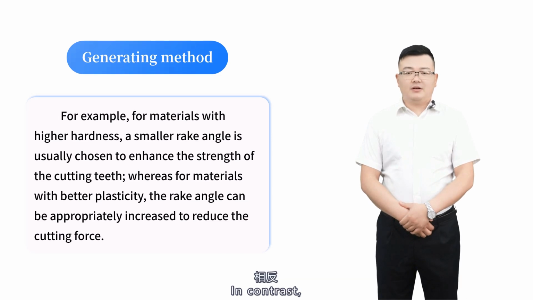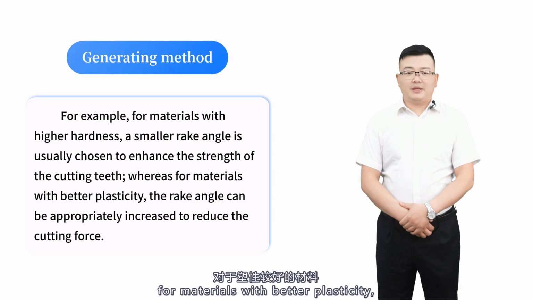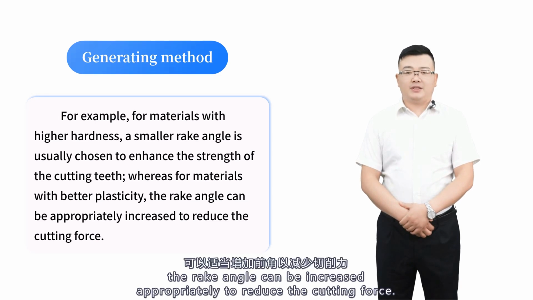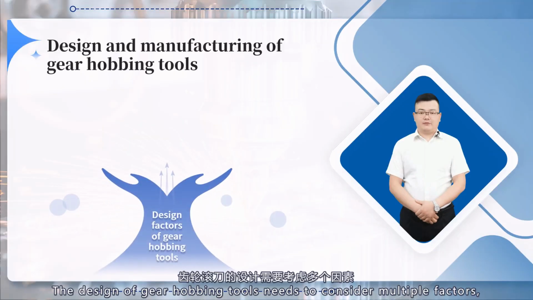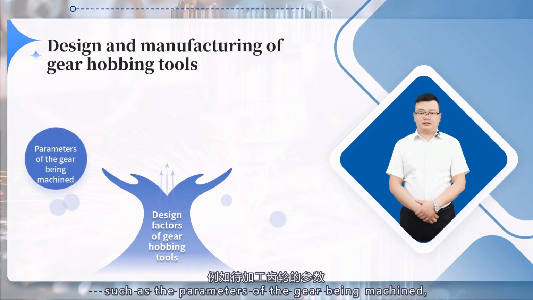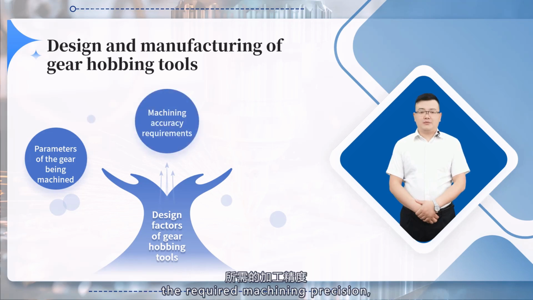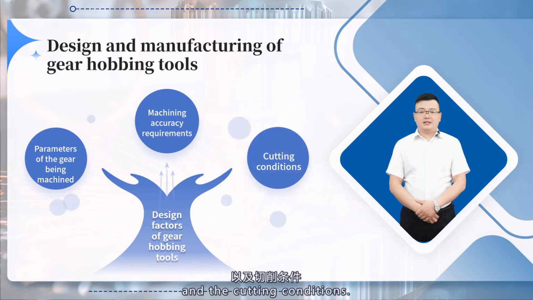In contrast, for materials with better plasticity, the rake angle can be increased appropriately to reduce the cutting force. The design of gear hobbing tools needs to consider multiple factors, such as the parameters of the gear being machined, the required machining precision, and the cutting conditions.